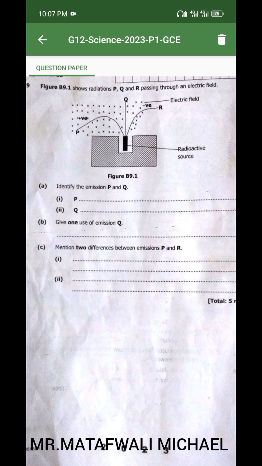Emission P is known as a helium nuclide, while emission R is known as a fast moving electron. Then on the second point, emission P has a positive 2 charge, whereas emission R has a negative 1 charge.